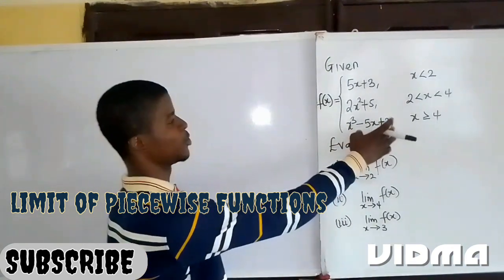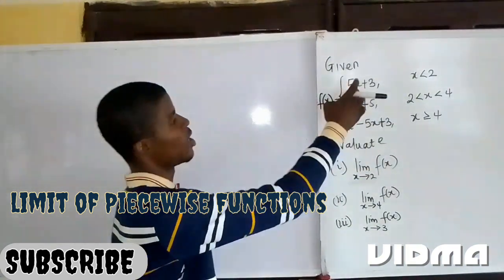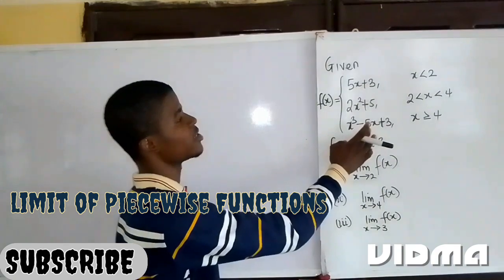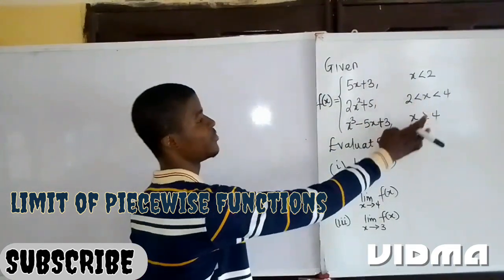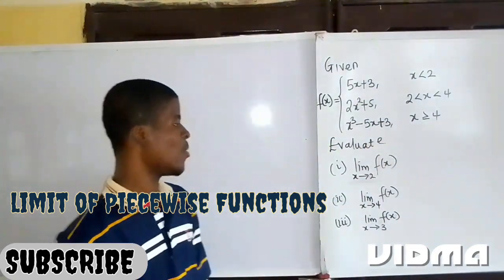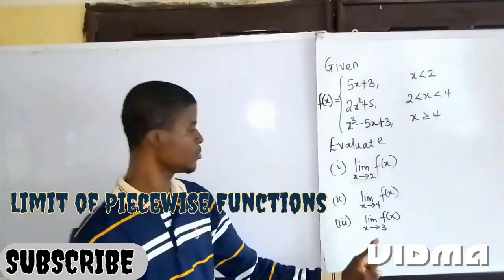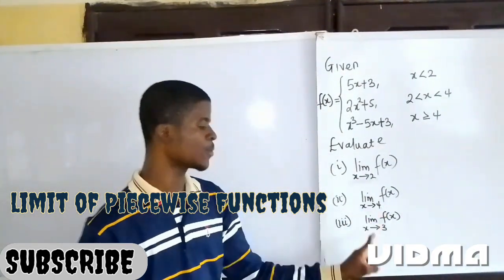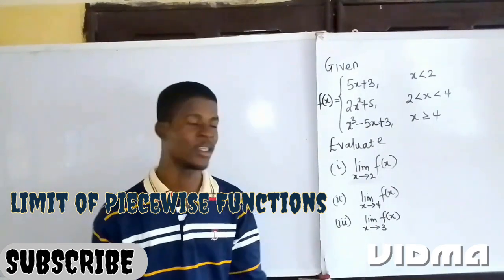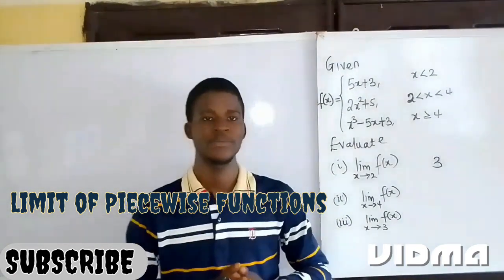This is a piecewise function. f of x equals this, this, and this within these respective intervals. So I want to find the limit of f of x as x approaches 2, as x approaches 4, and as x approaches 3. So let's dive right in.